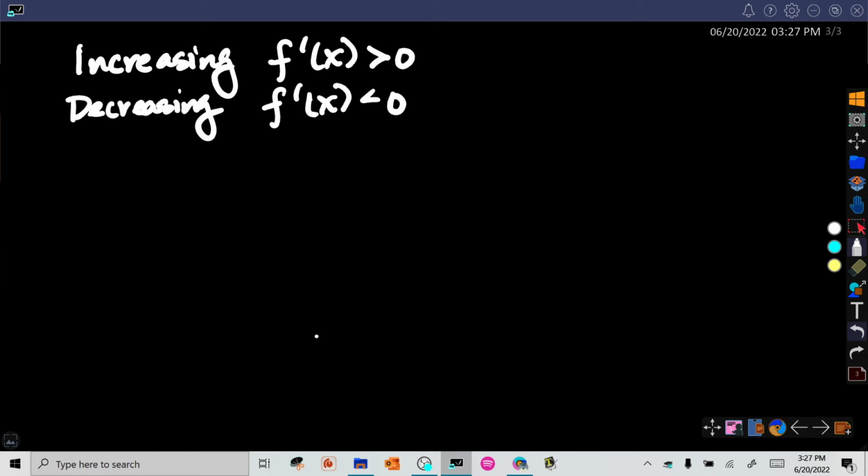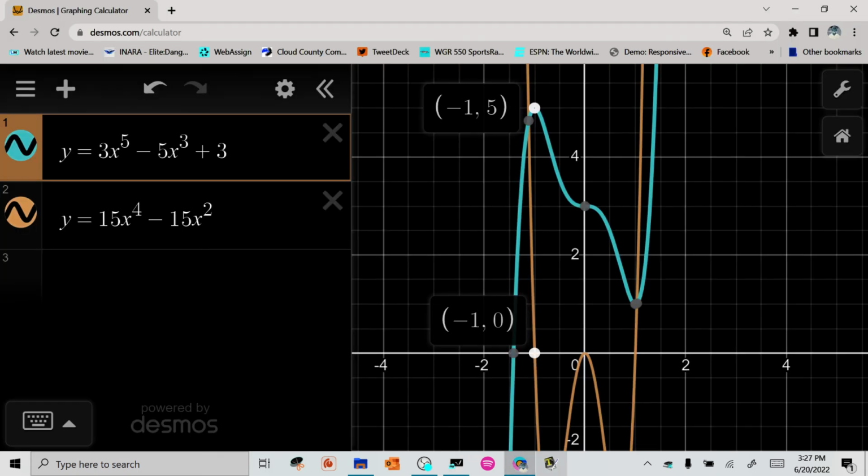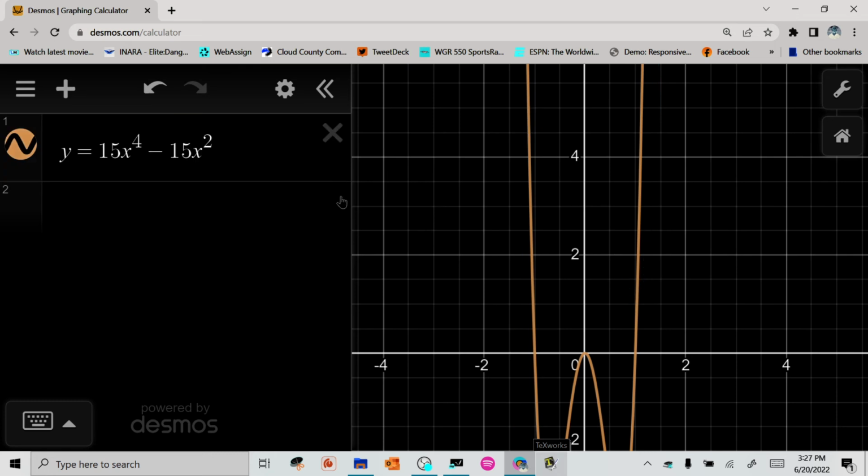So you can use some test values, or you can just graph it. I would suggest just graphing it because it's usually a little bit easier. You can visualize it. So let's go ahead and do that. We'll look at the original function, and then we're going to get the exact same thing. I'm going to show you how to do it using the derivative.